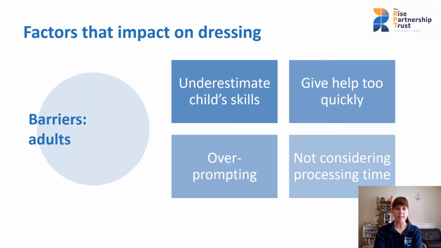Sometimes we as adults can be a barrier to a child's independence in dressing, such as underestimating what the child is capable of, not giving them enough time or opportunity to initiate or persevere themselves, giving help and intervening too soon, giving lots of verbal prompts, and not considering the processing time. The child might need longer to process our instructions.